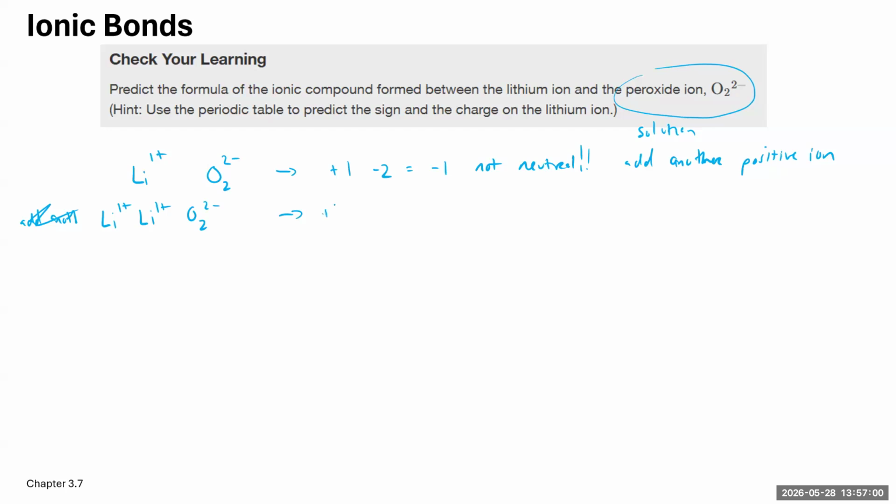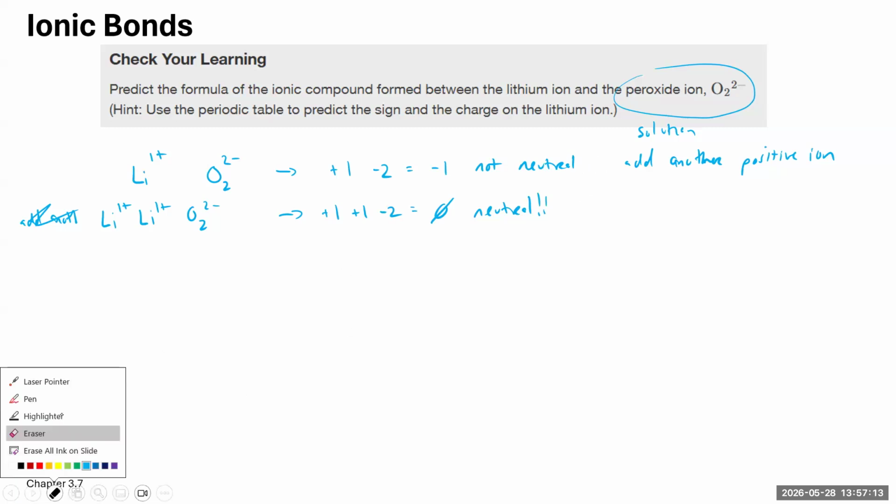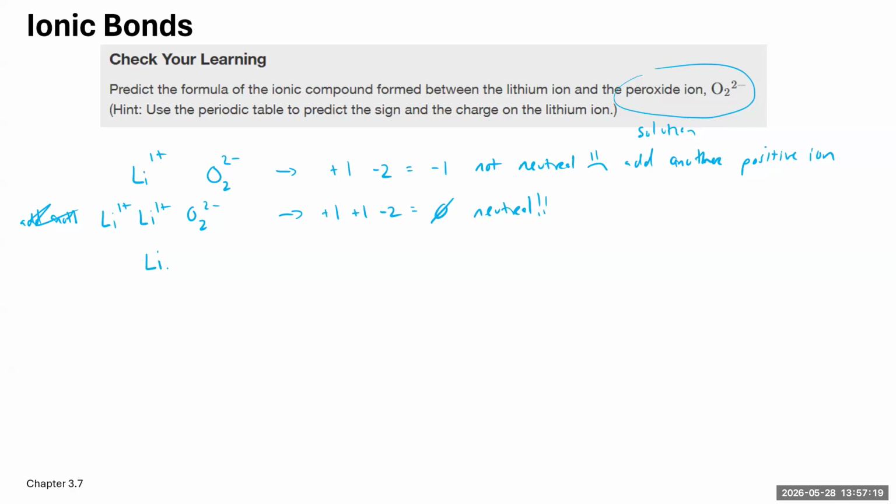That's going to be a plus 1 minus 2 equals 0. That's neutral. So I'll take the exclamation points off the other one because we don't have to be happy about that. We can put a sad face. All right, so now it's neutral. So there's two lithiums. So it's going to be Li2O2. That's now the formula for this lithium peroxide.